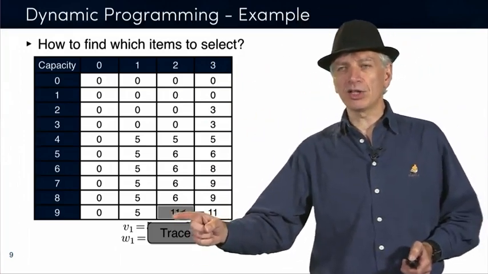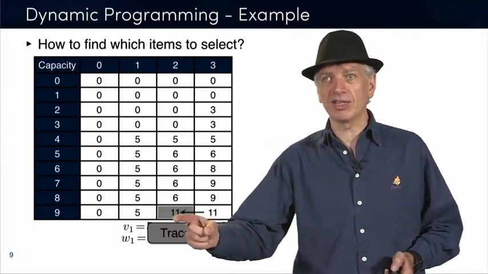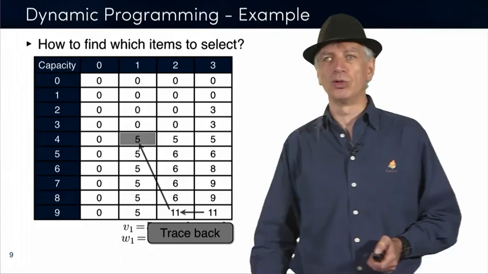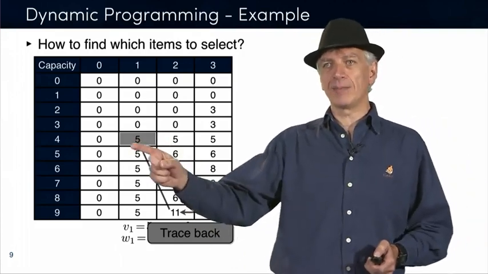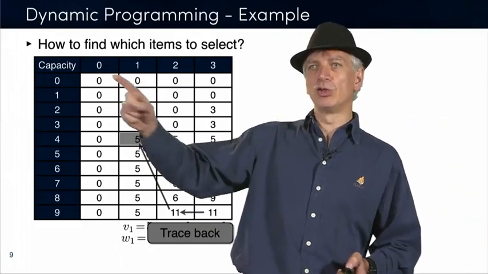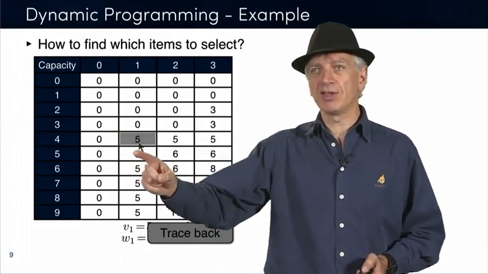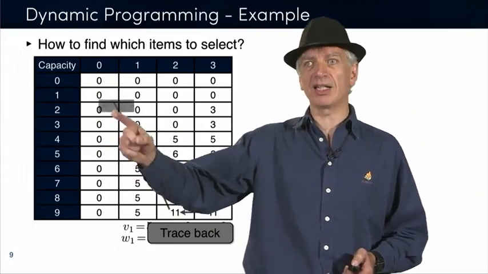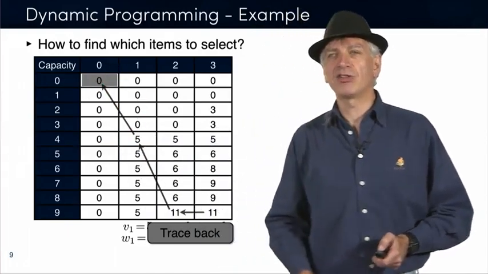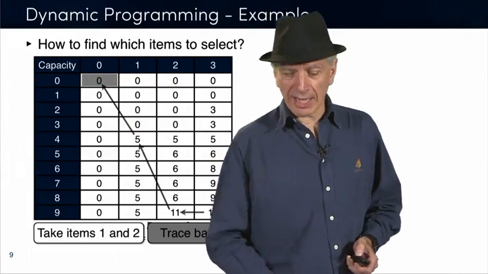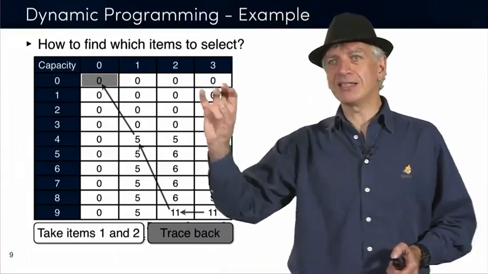Okay? Now you look at this value and you do the same thing. Is this the same as that? No, it's not. That basically means that you selected item 2. You remove the weight of that item, you get another capacity that you can use for the remaining items. Okay? And you do the same here. 5 is the same as 0? No, that basically means that you selected that item. And so basically at this point, you know that you have selected item 1 and item 2. Okay, so that's the optimal solution.